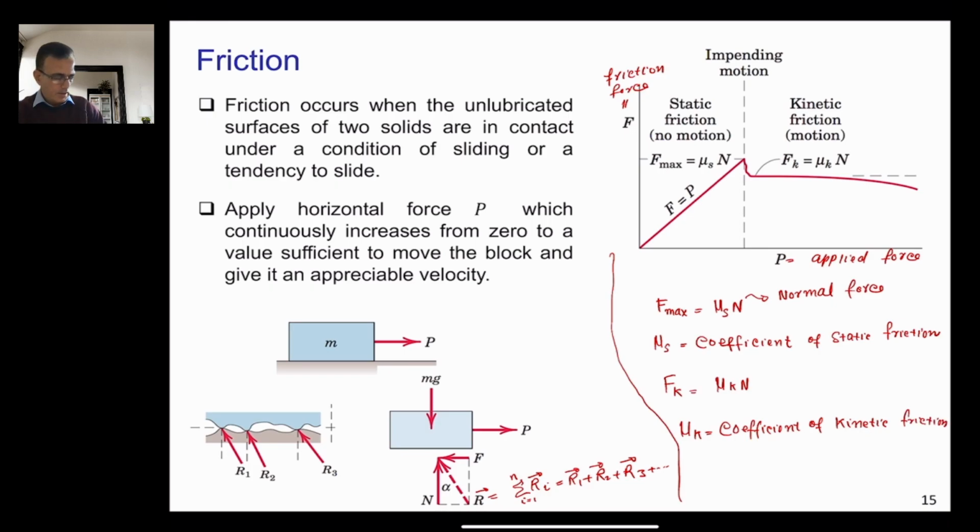And this mu k, because as you can see here, that F maximum is always greater than Fk. So this means that the N is just the same thing. So this means that mu s will always be greater than mu k here.